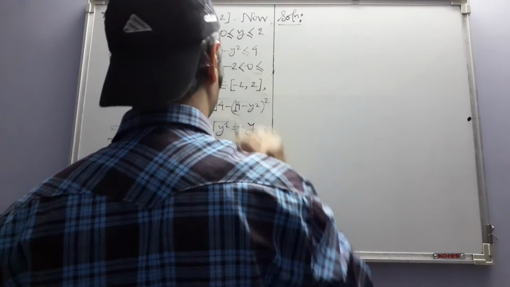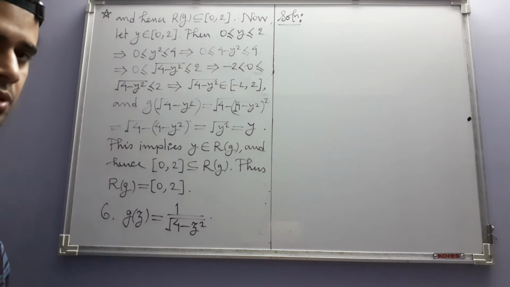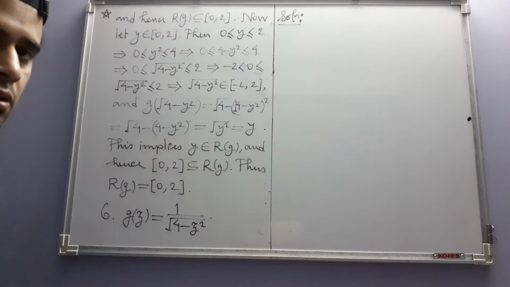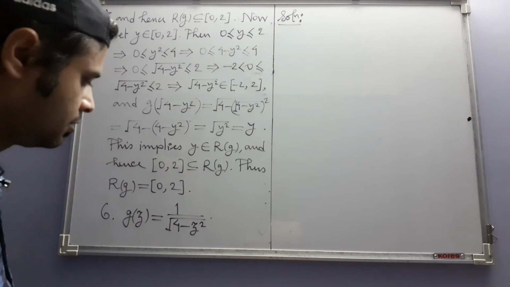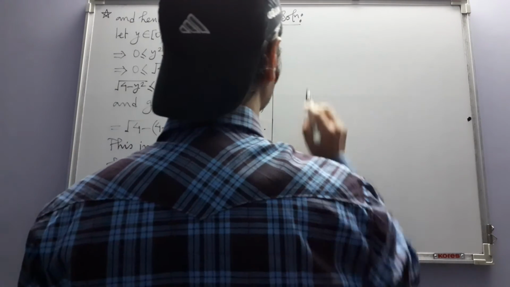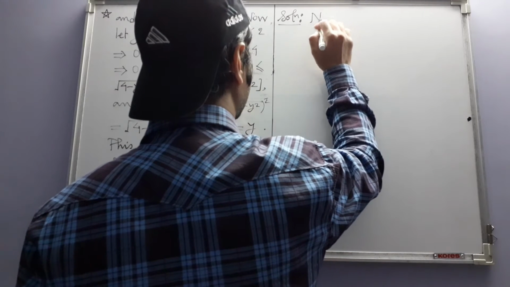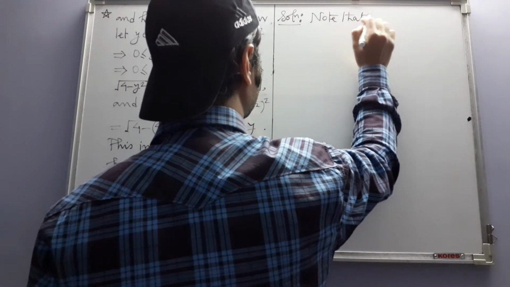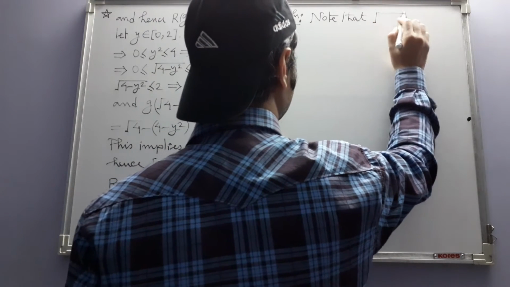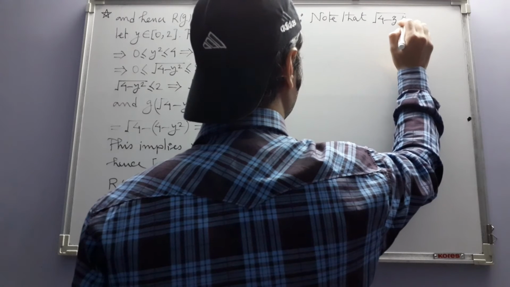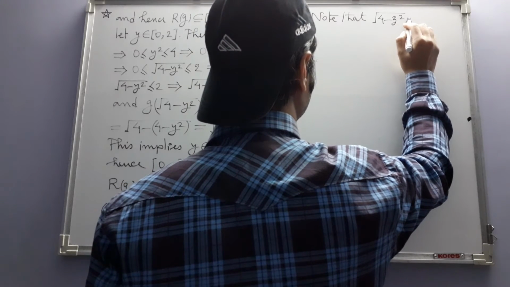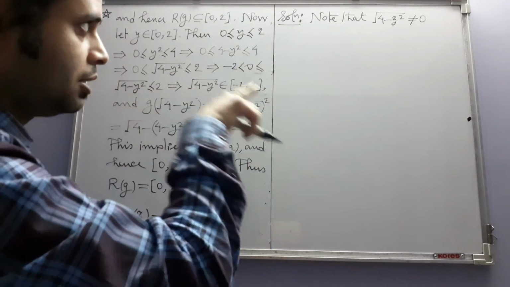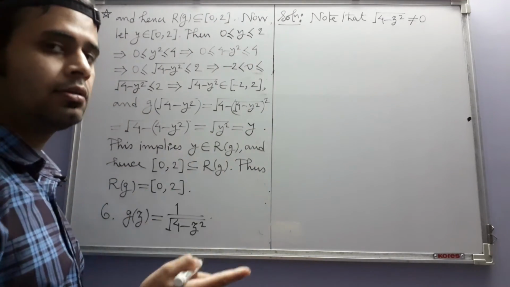First of all, domain. Determination of domain is actually quite straightforward and much less complicated than the determination of the range. Note that z square is not equal to 0. Again, here it means that this is real and non-zero.